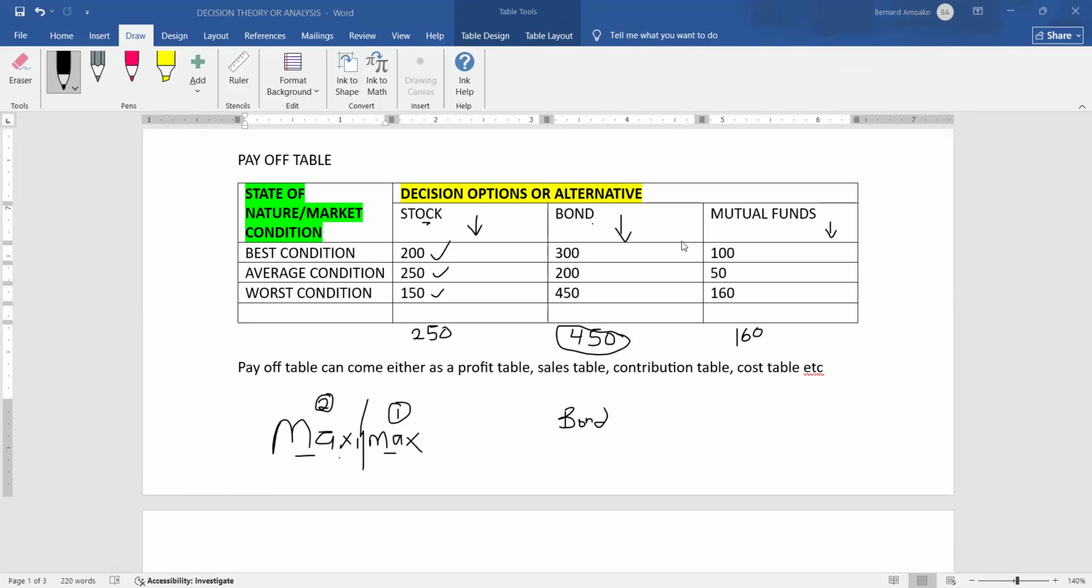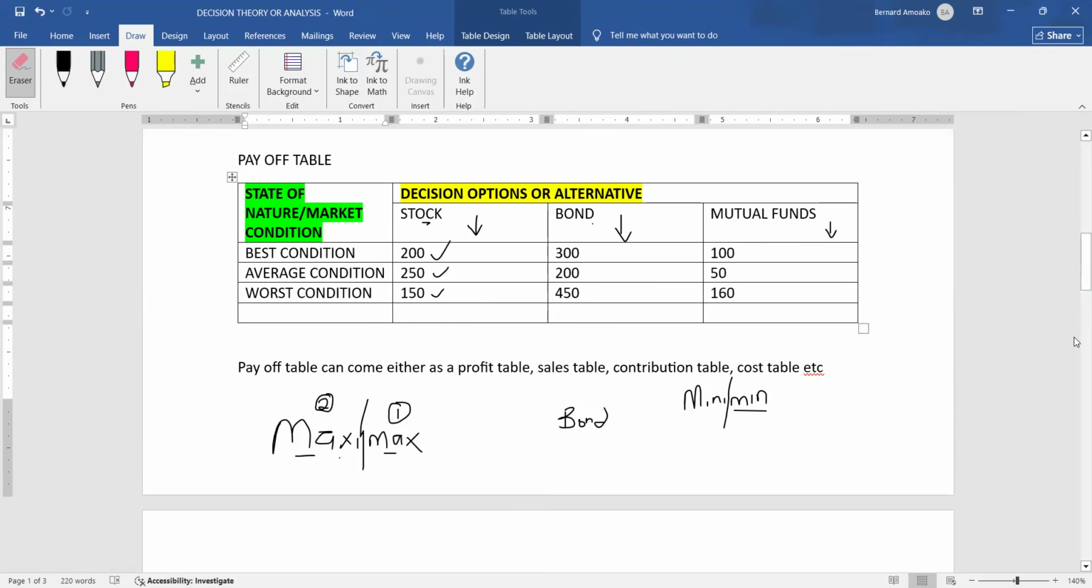Let's continue. So that is for maximax. Assuming it was a cost table, we'll be doing what we call the minimin. Do you agree? The minimin can also be divided into two, which means that we need to first select the minimum values, and out of the minimum values, we choose the minimum figure. Okay. So someone is asking us to go over. This topic is a bit confusing, so you need to pay attention.